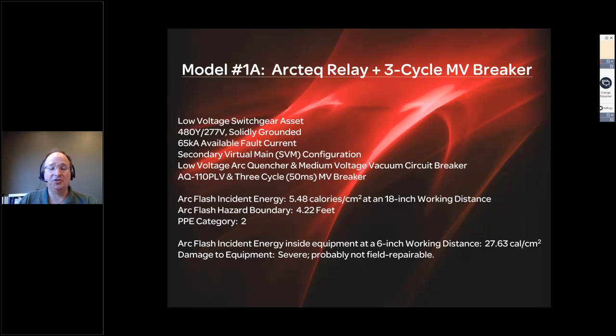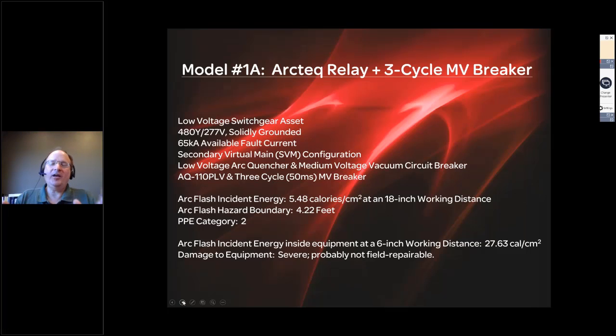The key information I want to draw your attention to here is the arc flash incident energy inside the switchgear. So anything at a 6-inch working distance, so 6 inches away, for example, on the bus inside the switchgear, the incident energy was 27.63 calories per centimeter squared. We categorized this based on the earlier pictures and our testing at KEMA as severe damage to the equipment, which is probably, not certainly, but probably not field repairable.